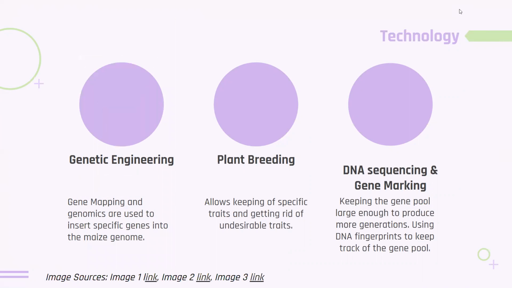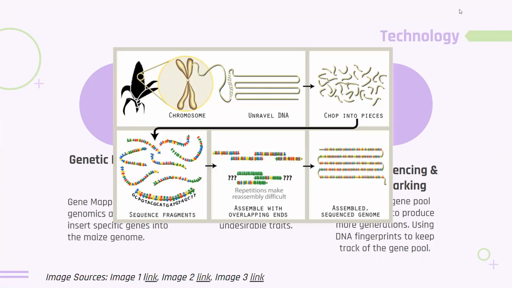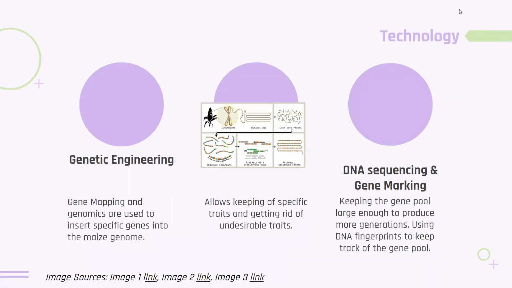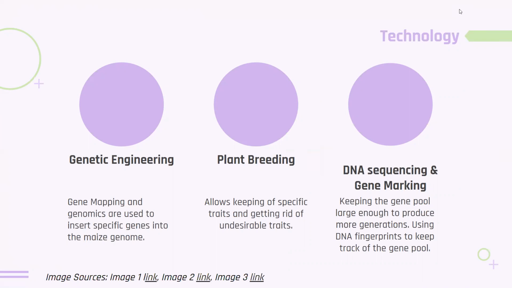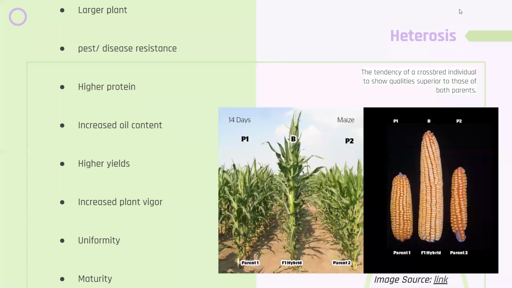Then let's look at plant breeding, which is when you're picking and choosing which traits are desirable and which are not. This image shows some of the cutting in the DNA and then putting it back together to make that better crop. Next up, we will be looking at DNA sequencing and gene marking. You want to keep track of the gene pool to ensure that the crop will be able to keep producing for generations and generations. This image just demonstrates some of the markers that they put in to change the outcomes of the product.